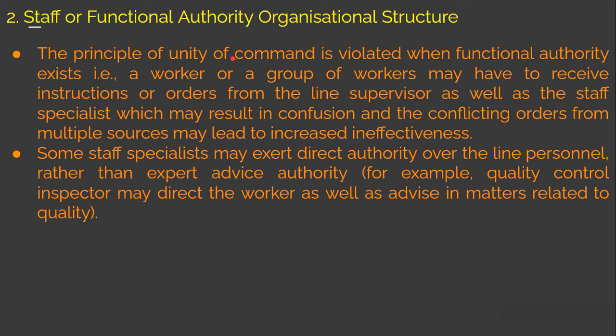students, because the workers and the subordinates who are working under two bosses, functional authority exists where workers or a group of workers may have to receive instructions and orders from line supervisors also, as well as from the staff specialist also. So which may result in confusion and conflicting orders from multiple sources and may lead to decrease in effectiveness.